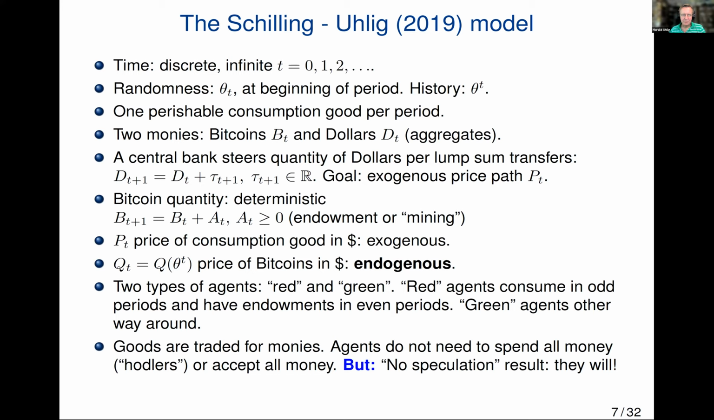But the Bitcoin quantity is deterministic, and it just increases at some A_t. In the paper, we actually assume that A_t will be gradually decreasing over time, which gives rise to some other results, but that's not super essential. The essential thing is that it's just an endowment, that's just deterministic. And you could maybe just receive this as an endowment. In the later part of the paper, we also have mining, where people have to put in effort to get this A_t, but it doesn't really change anything else.